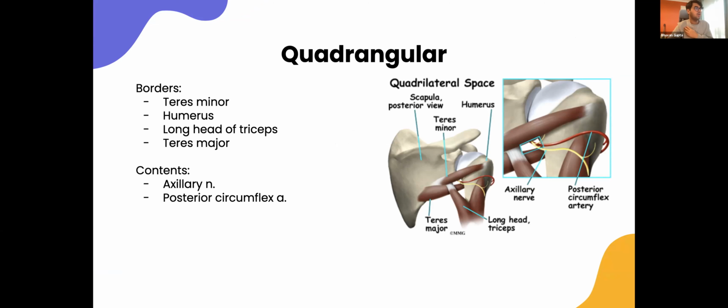All right, we have our quadrangular space. Our borders are the teres minor superiorly, the humerus laterally, the long head of the triceps medially, and then finally the teres major. What are the contents? The axillary nerve and the posterior circumflex artery. The posterior circumflex artery just comes around and it supplies the head of the humerus.